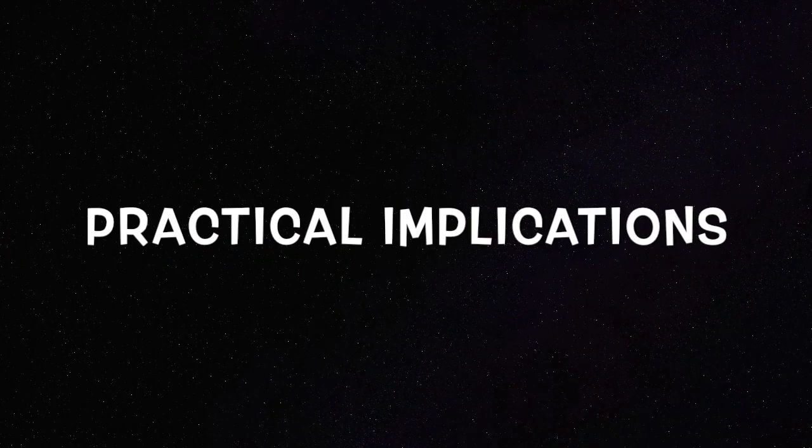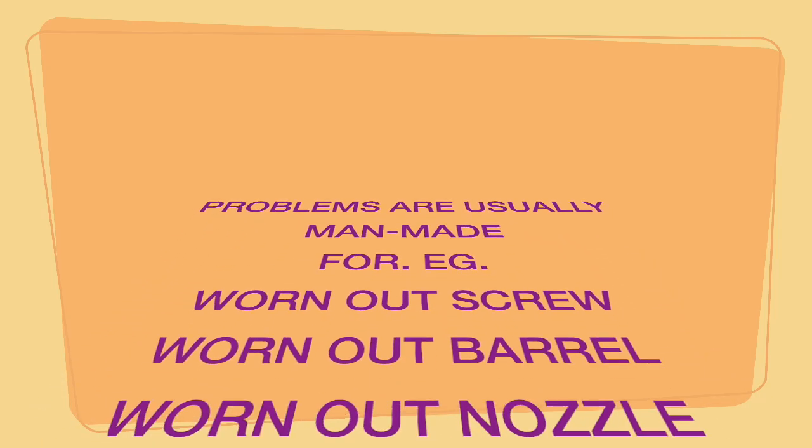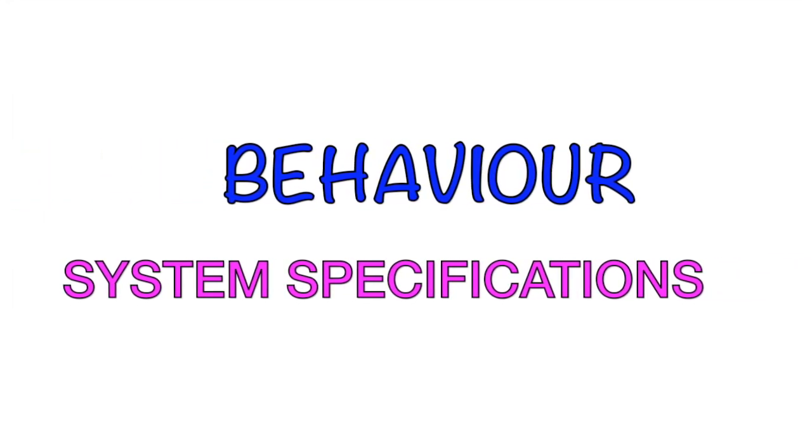Practically, this has obvious behavioral patterns. Many a times, molders are of the opinion that they are losing a lot on account of color change. Let's therefore try to understand mathematically if what is considered as a loss is a problem, or is it a behavior? A problem would be generally a man-made one, and one can look for a solution to a problem. For example, usage of worn-out screw, barrel, nozzle, etc. Usage of inferior pigments or dyes. Behavior. Behavior resulting from selected system specifications.